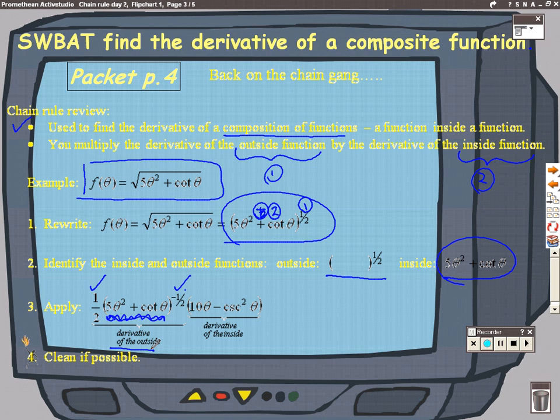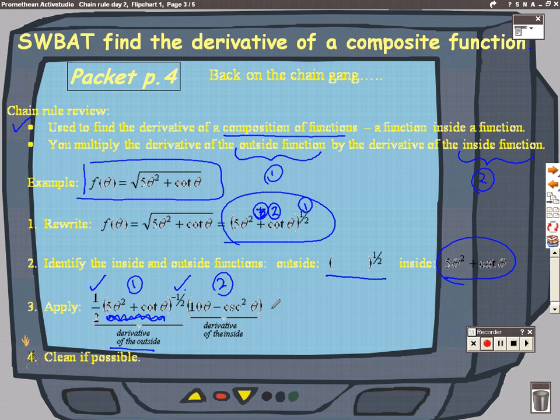Step number 2, so this is the number 1 step, this is the number 2 step, is the derivative of the inside, which is easy. Now, don't be confused by the variable theta. Theta is treated just like x. So when we find the derivative of 5 theta squared, we get 10 theta using the power rule. And the derivative of cotangent theta is negative cosecant squared theta. And so that's the derivative of the inside.